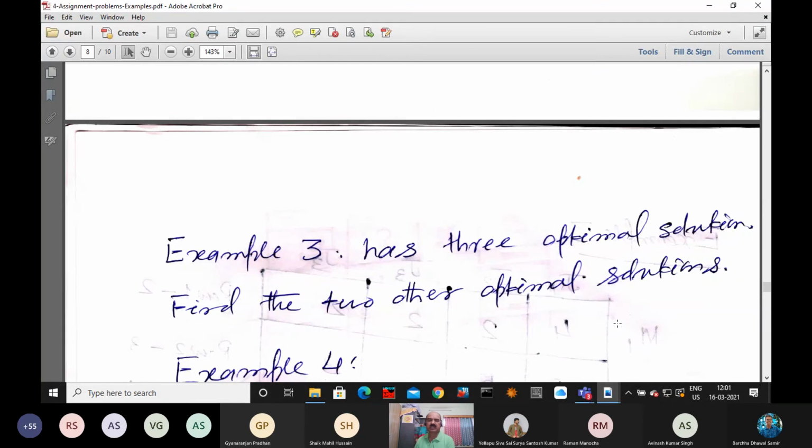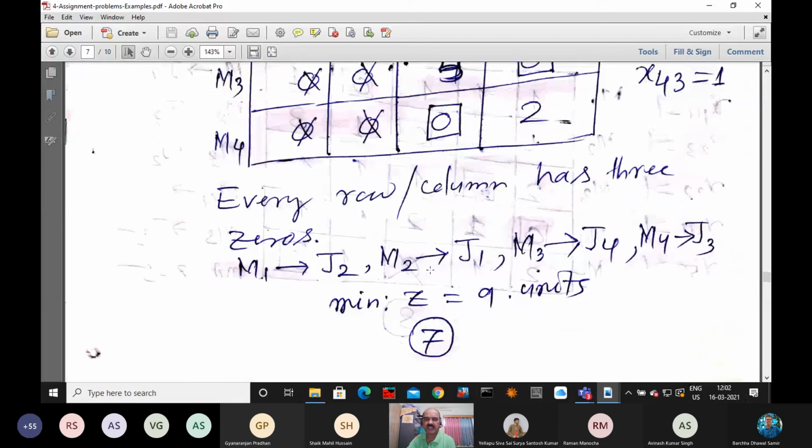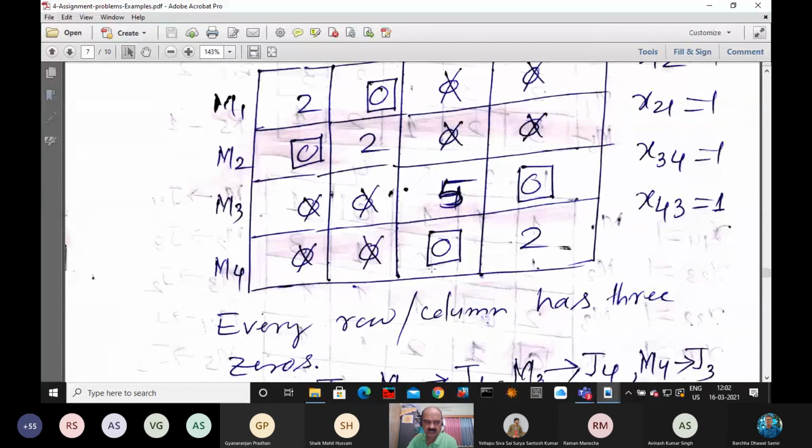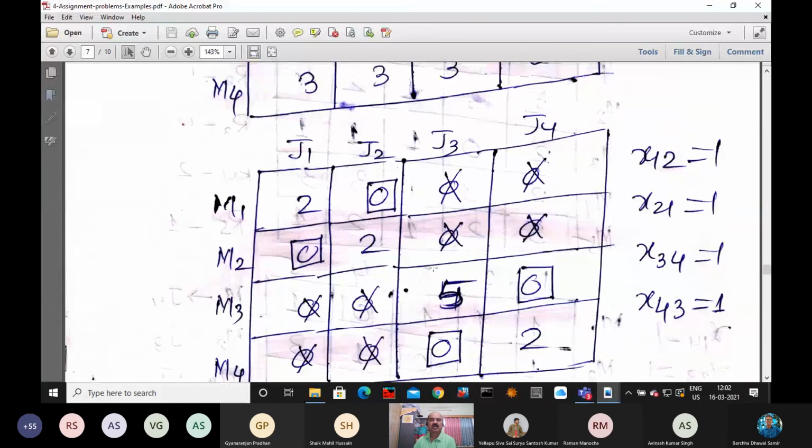This example 3 has 3 optimal solutions. So find the other 2 optimal solutions. Only one optimal solution is given here. You can find the other 2 as optimal solutions. When we mentioned every row and every column has 2 zeros, the conclusion is that we are finding 2 optimal solutions. If it is 3 zeros, there may be 3 or more, which we have to decide. But we observe in this case, since the size is 4 by 4, we are finding 3 optimal solutions.